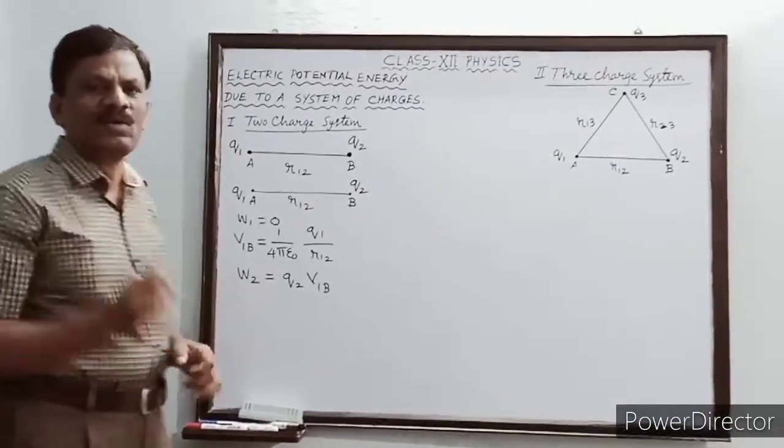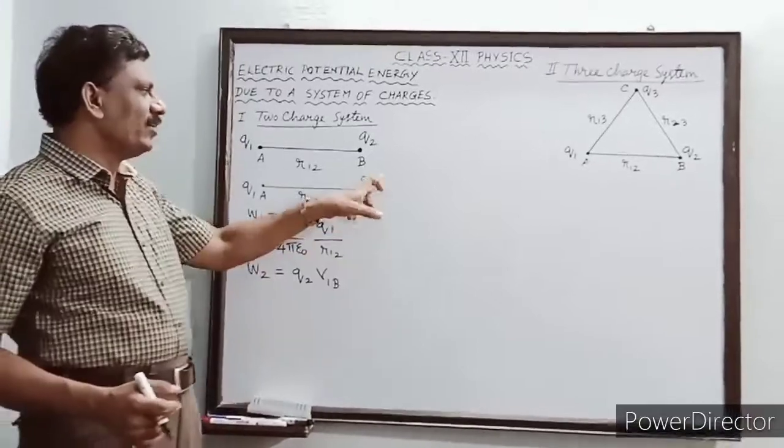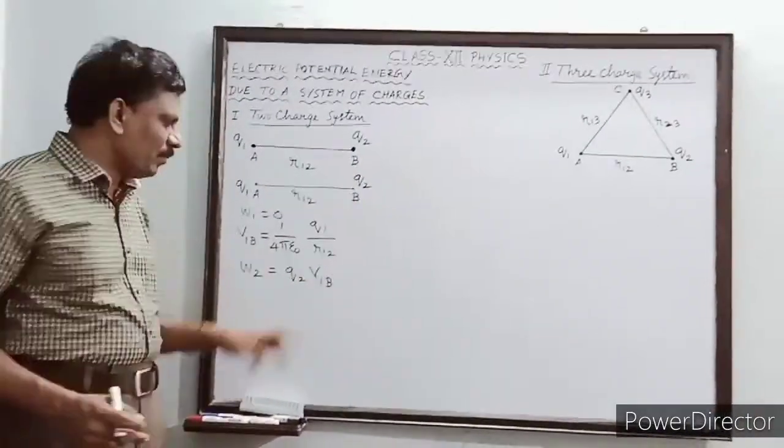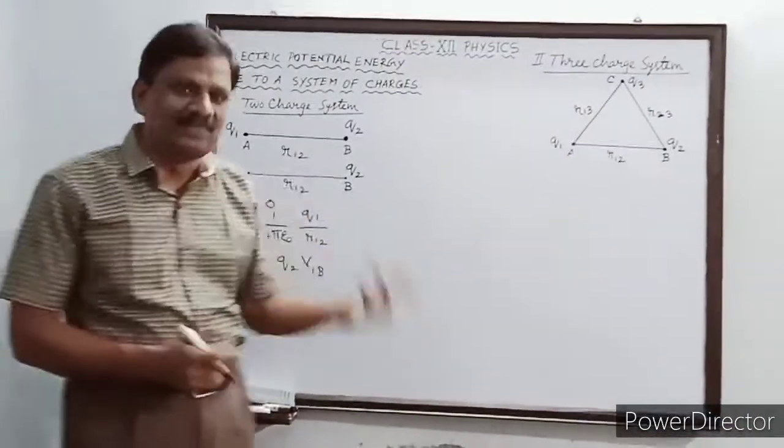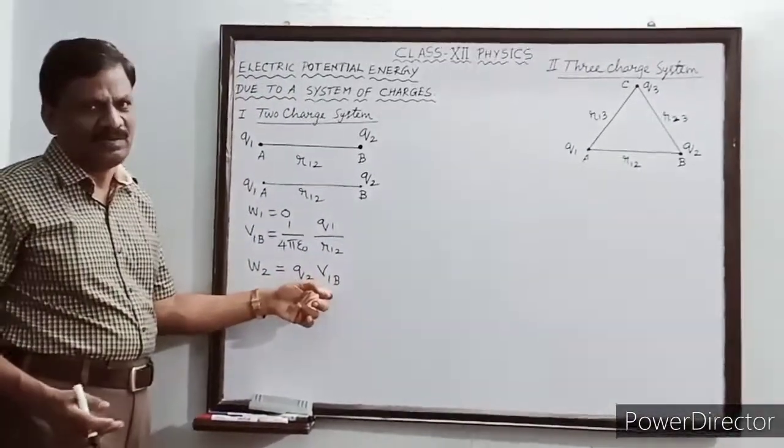But in place of 1 coulomb of charge, how many coulomb of charge are we actually bringing from infinity? That is equal to Q2. Therefore, the work done must be Q2 times V1B.